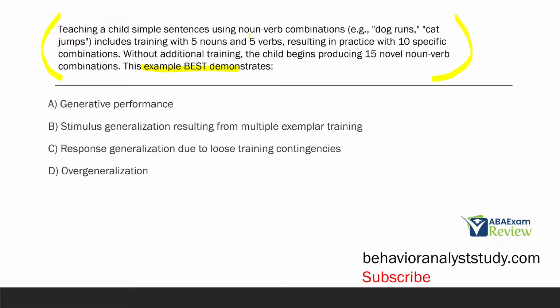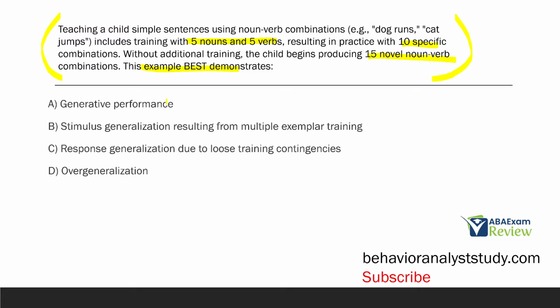And we know we're teaching a child simple sentences, and we're using 5 nouns and 5 verbs, which results in 10 specific combinations. In other words, we're teaching 10 very specific skills or responses, right? So 10 responses, and that's what we're teaching. Then, without additional training, what happens? The child produces 15 novel combinations. So we've gone from 10 taught combinations to 15 more untaught combinations, right? So when we have a situation where new, novel, untaught responses are occurring, what do we call that?